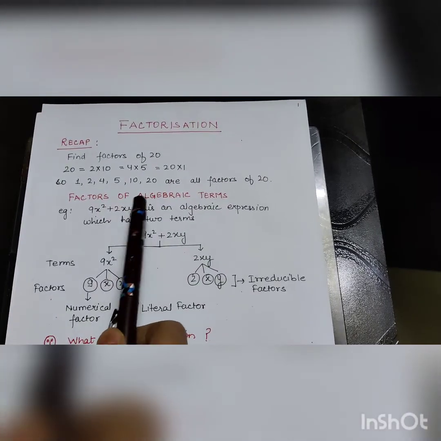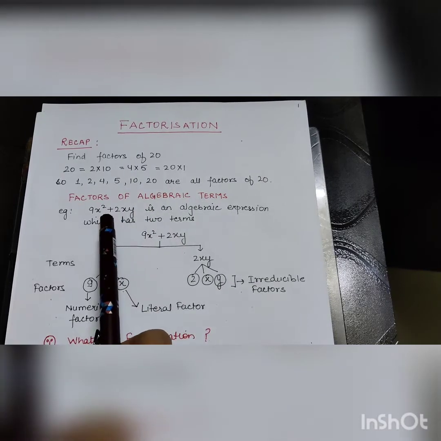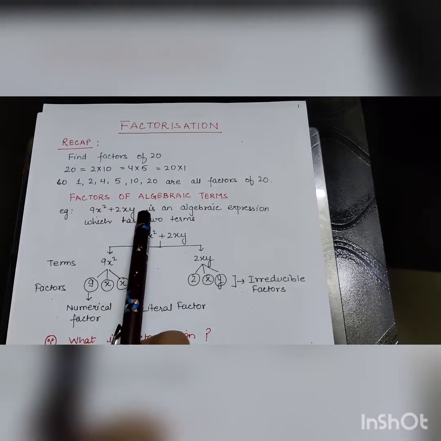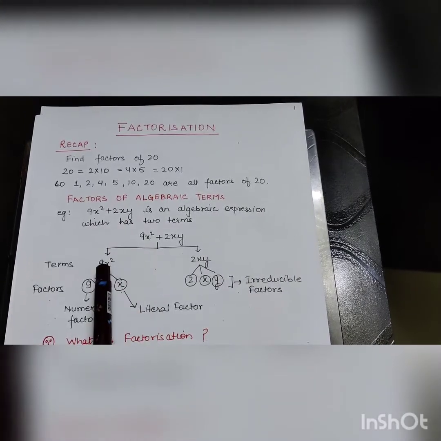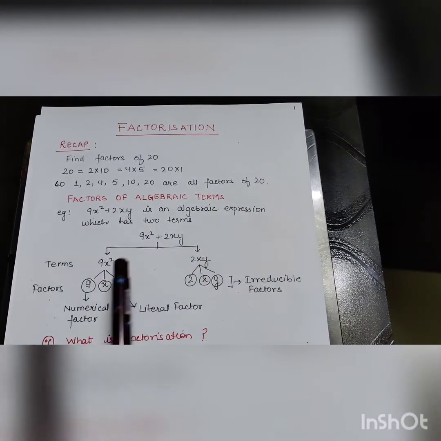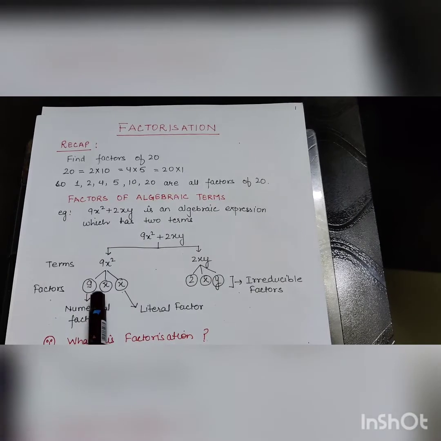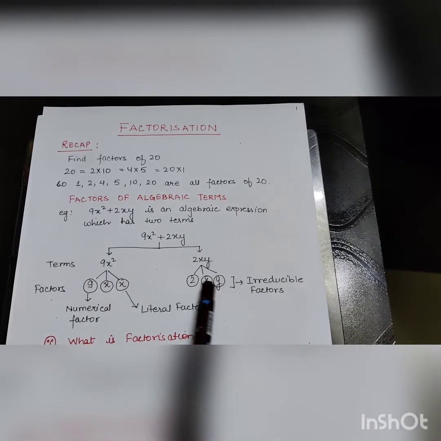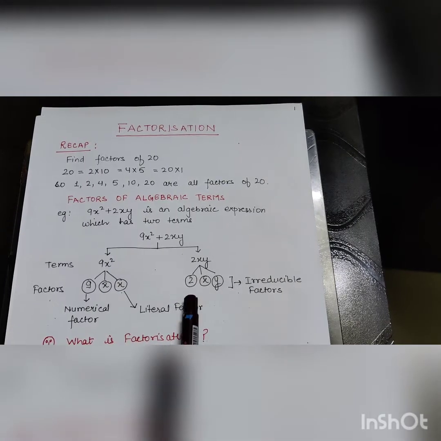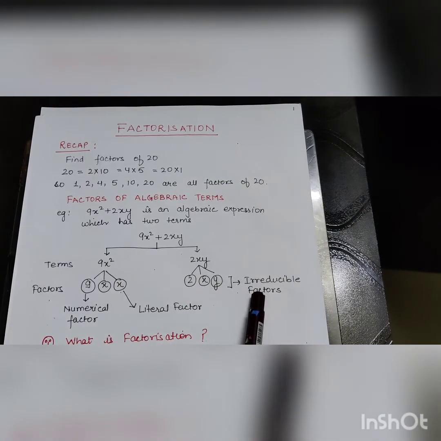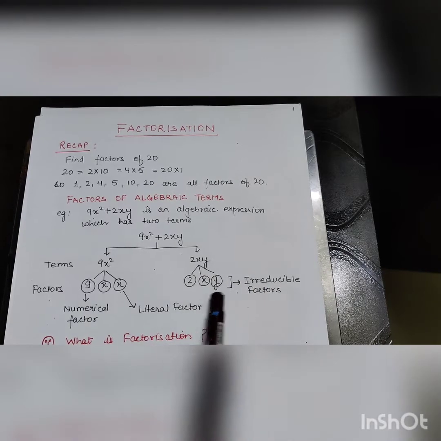Now we come to the factors of algebraic terms. Suppose we have an algebraic expression 9x square plus 2xy. This expression has two terms, 9x square and 2xy. 9x square can be factorized as 9 into x into x, and 2xy can be factorized as 2 into x into y. 2, x and y are the irreducible factors because they cannot be factorized anymore.